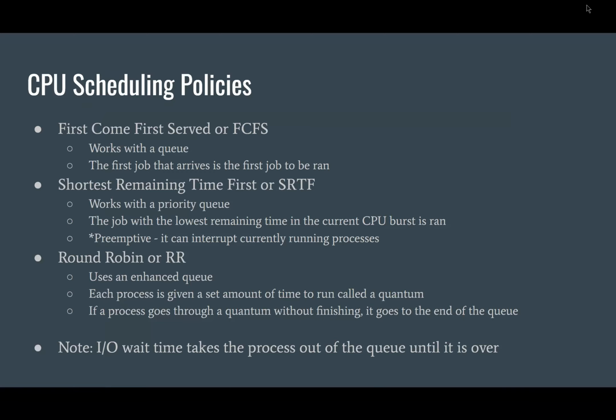There are a couple different CPU scheduling policies that you've probably seen so far. The first one is first come, first serve, which is the simplest one. It basically just says that if you arrived first, then you go first, and it uses a queue to track that.